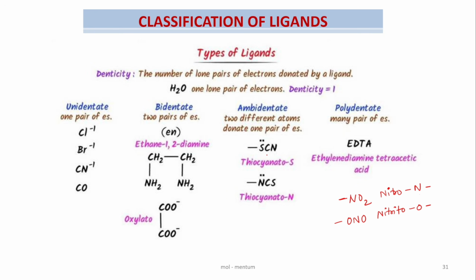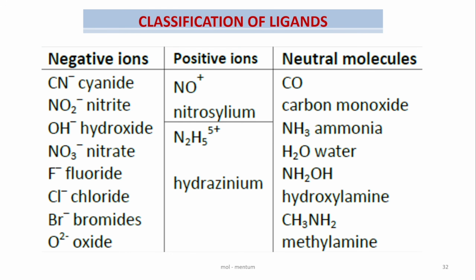So these ligands, thiocyanato, nitro, nitrito, and the third that we discussed, cyanide and isocyanide, are the examples of ambidentate ligand. Ambidentate ligand means the same ligand can donate from two different sites; then that particular ligand is called an ambidentate ligand.